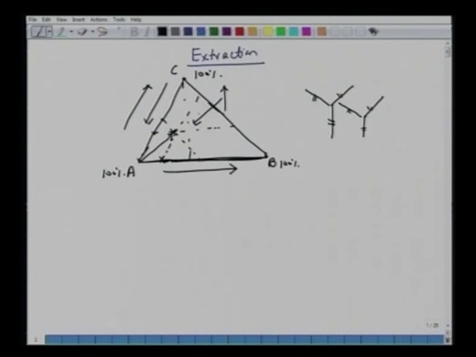Then we said that if you choose, say, side AB again, and if you have some point here, M, it means the amount of A and B have been added in this mixture, and the amount is proportional to the segment here.